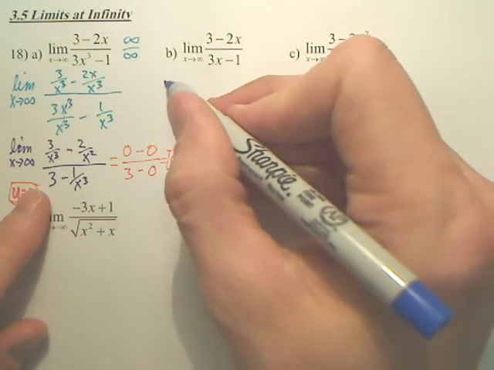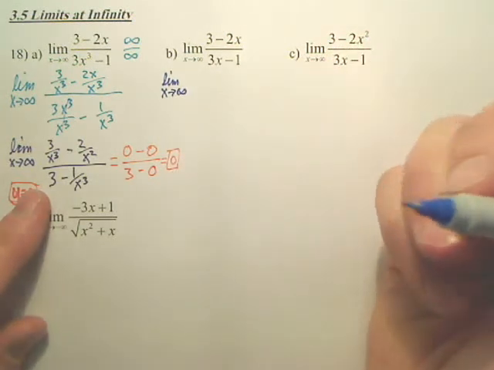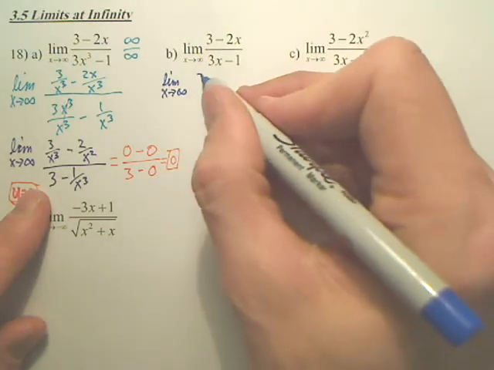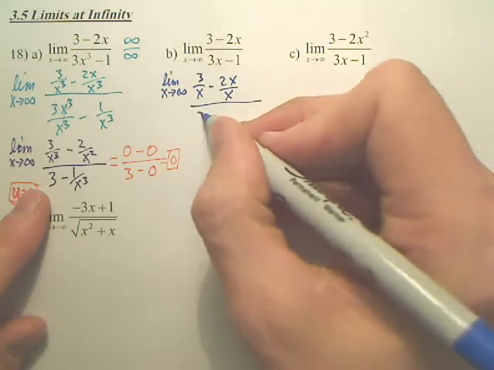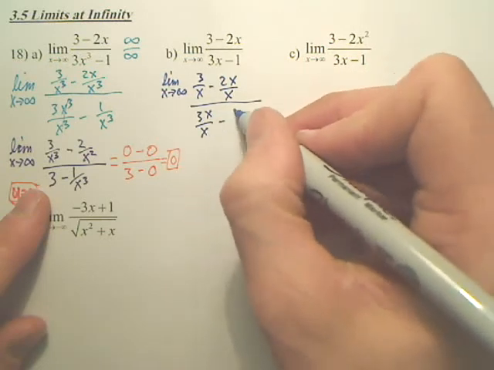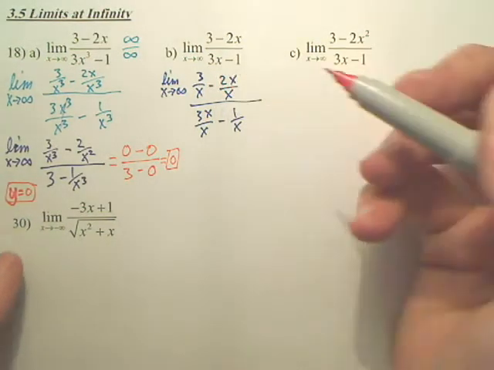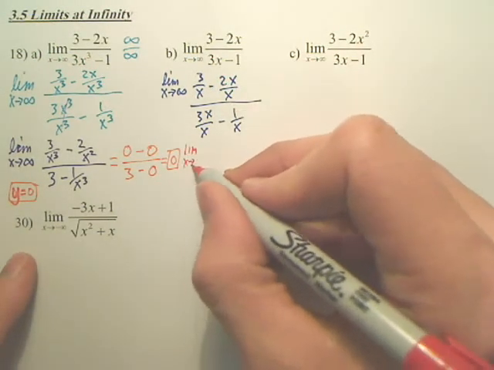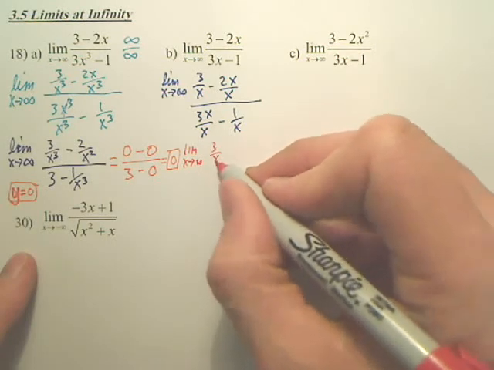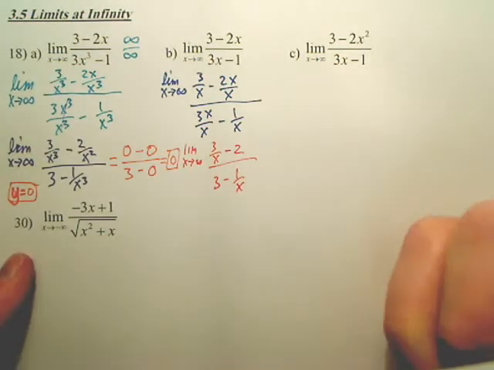Okay, B. For this one, do the same exact thing, except what do we divide by? Divide by x. There are shortcuts to this. You don't always have to write all the steps out. By the way, most people can actually kind of visualize this without writing all the steps. What you end up with is the limit as x approaches infinity of 3 over x minus 2 over 3 minus 1 over x.